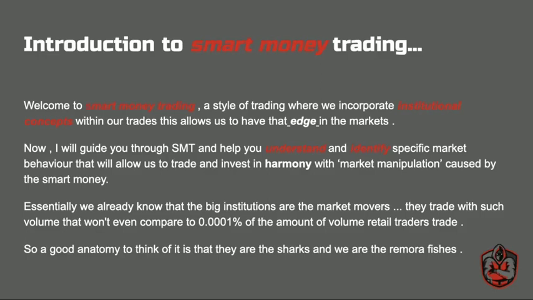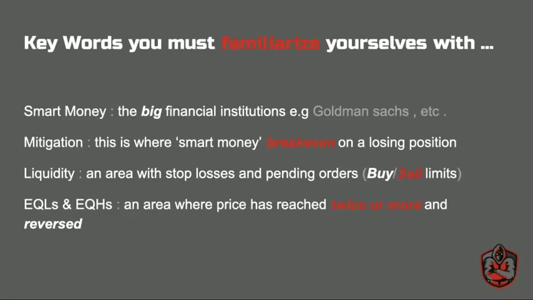Essentially, we already know that the big institutions are the market movers. They trade with such volume that it doesn't even compare to 0.0000001% of the amount of volume us retail traders trade. A good anatomy that my mentor, Mark Fraser, taught me is that you've got to think of it as this. The smart money are essentially the sharks, and we as retail traders are the remora fishes. Now, the remora fishes would follow the sharks and eat the sharks' leftovers. That's a good anatomy to think of it as. Now let's get straight into it.